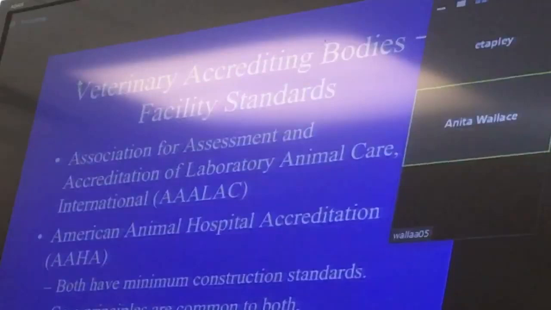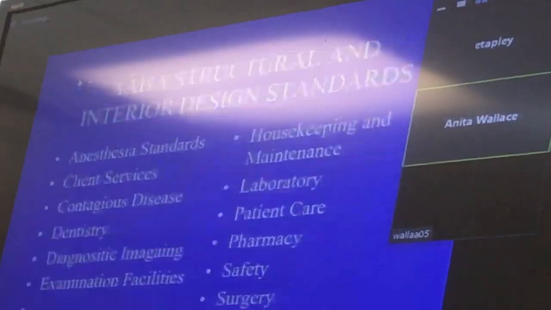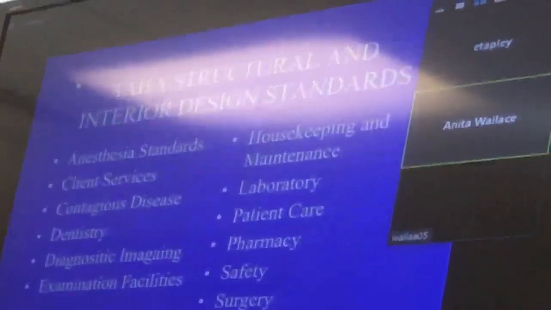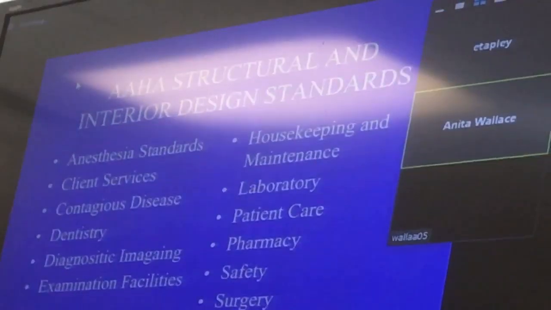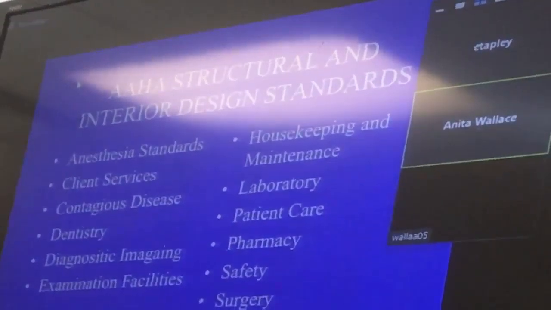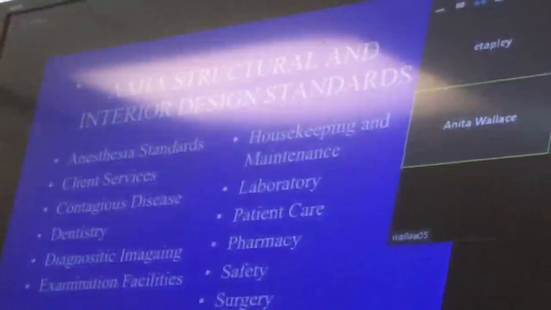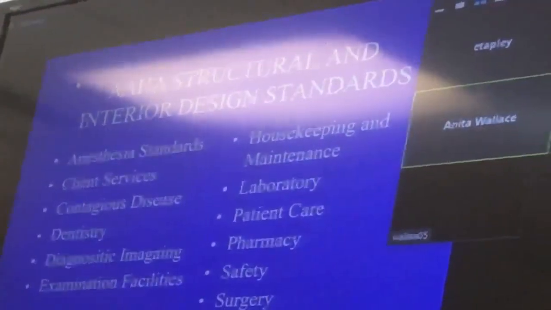Both of these accrediting organizations have minimum construction standards and core principles. We'll talk about some of those, and we'll start with looking at the AAHA and then bring in AAALAC. If you look at some of the general operational areas of a private practice setting, you have operating rooms, you have anesthesia standards, for evacuation of waste gases, as an example of that.